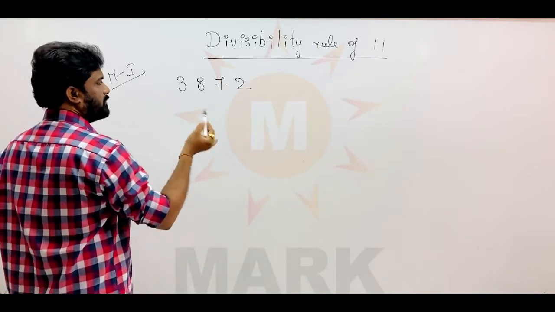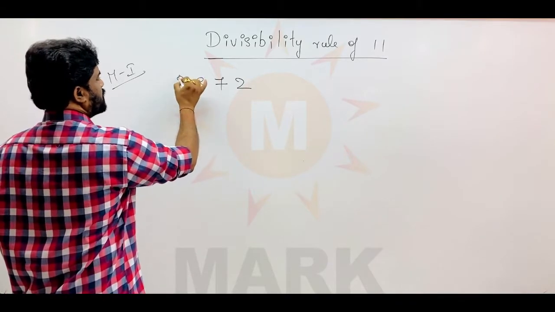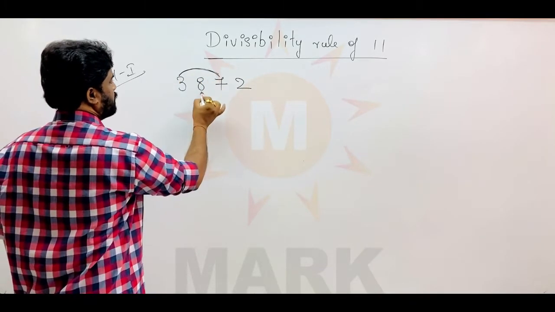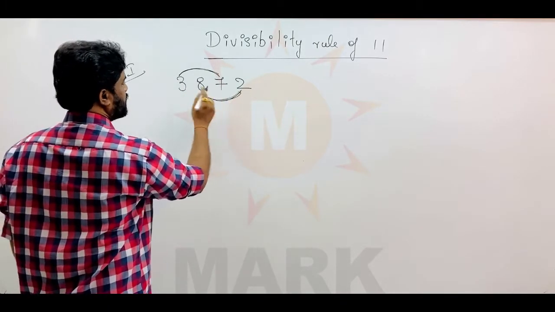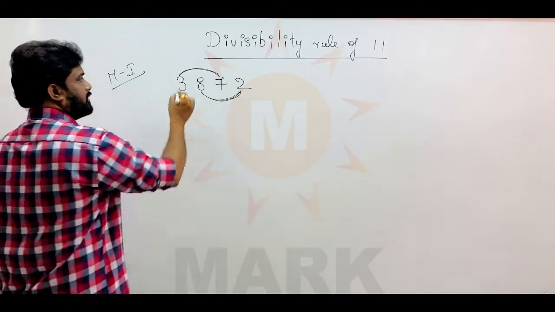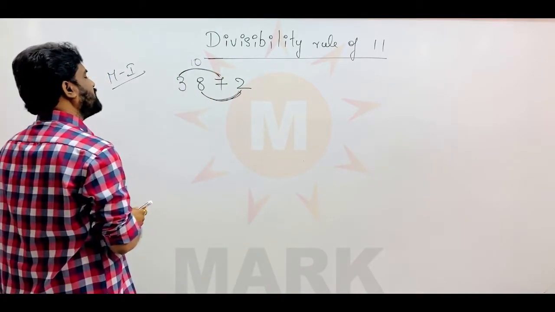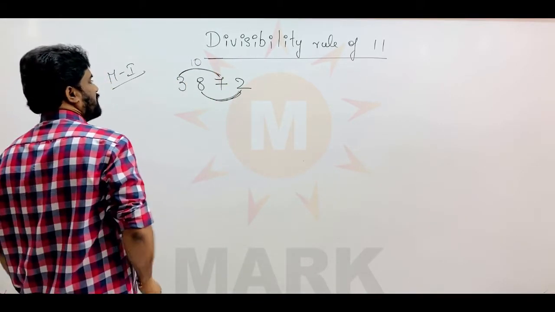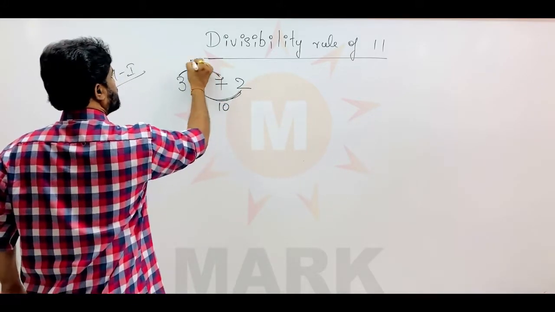Method 1, the very good old method, tells us to take the numbers in the odd positions and also the numbers in the even positions. In the odd positions you have 3 and 7, and in the even positions you have 8 and 2. Then take their sums. The sum of 3 and 7 is 10. The sum of 8 and 2 is also 10.